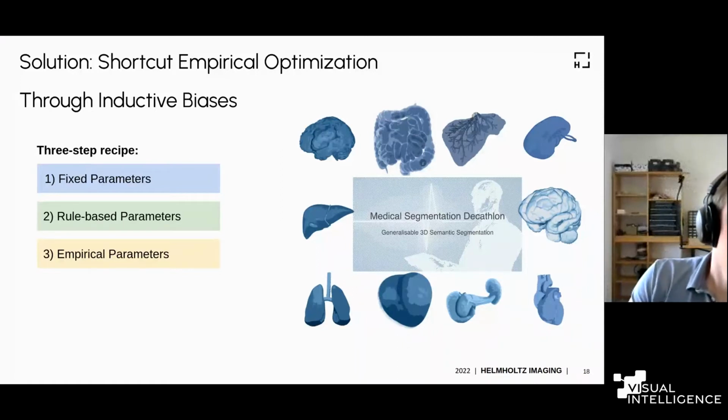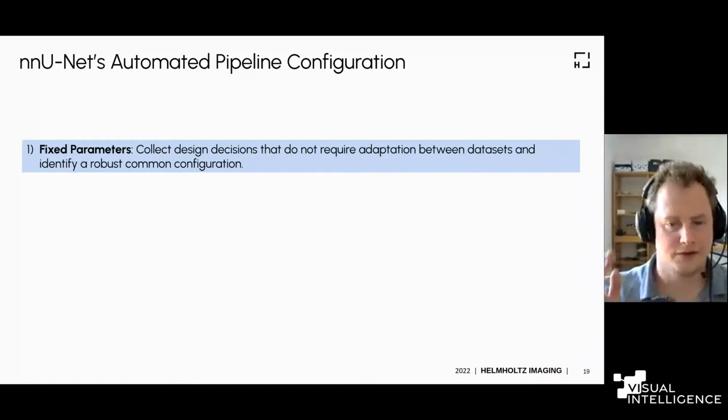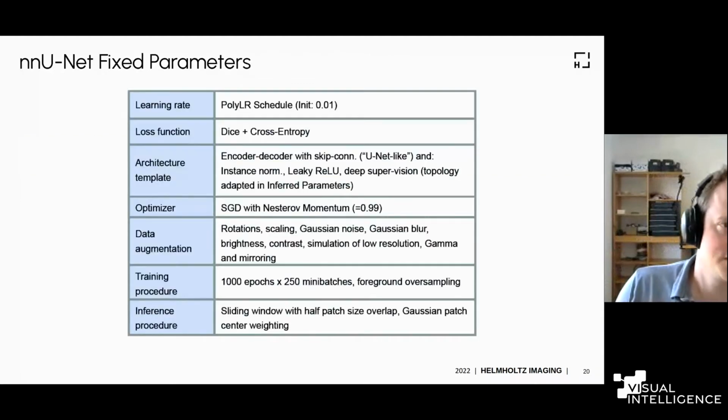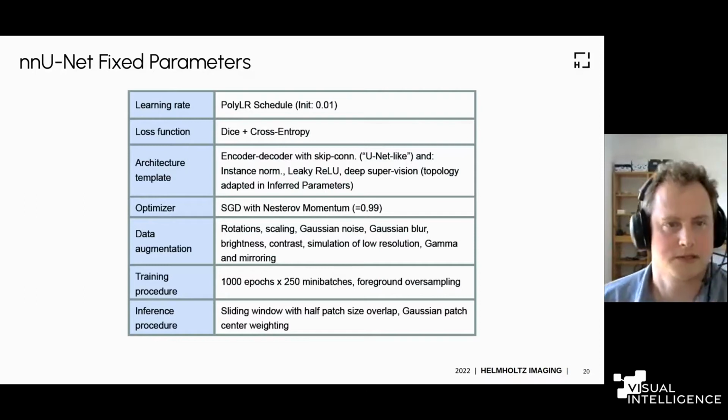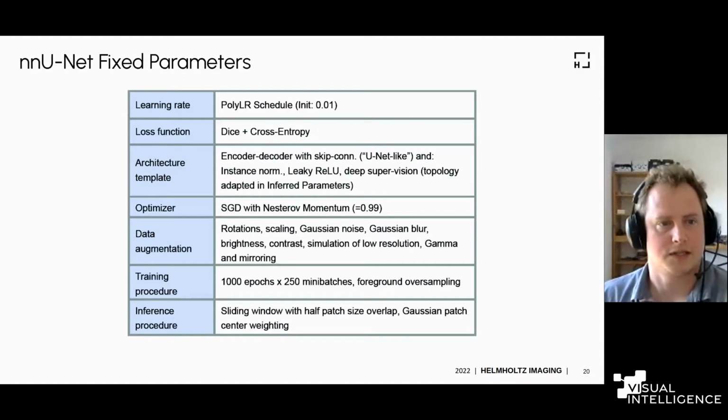So let's get back to the 3-step recipe. And the first part of this recipe is what we call fixed parameters. So these parameters to us are design decisions for which we can find a robust common configuration for all datasets. So those that do not require any kind of manual adaptation when we switch to different datasets. So these are just the things we define once, and they stay like that forever. To give you an idea of what this is, for example, in nnU-Net, but this is of course something that's always debatable, we like to use a specific learning rate schedule. We like to use a combination of dice and cross entropy loss.